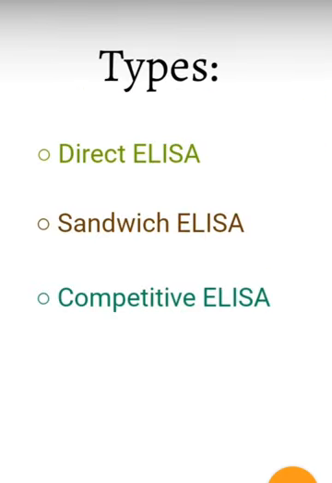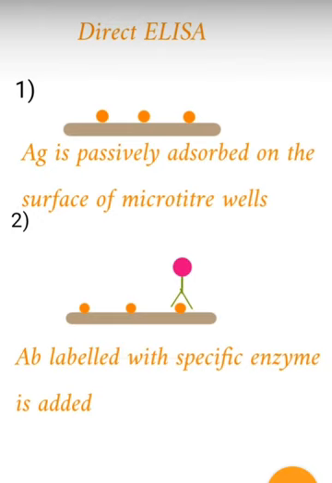So let's see how this all happens. First of all, there are three types of ELISA: direct ELISA, sandwich ELISA, and competitive ELISA. In this video, we'll only talk about direct ELISA and sandwich ELISA. Competitive ELISA we'll discuss in the next video. So first of all, the direct ELISA.